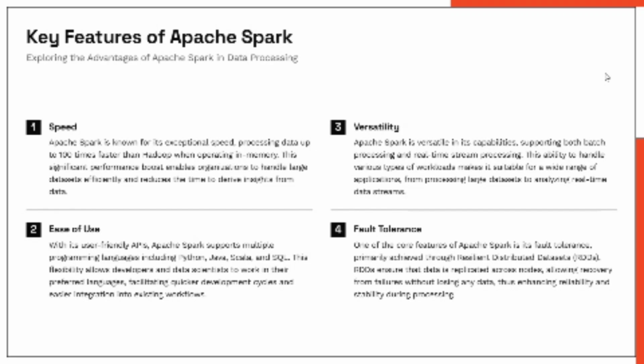And fourth is fault tolerance. Spark ensures that data processing tasks are resilient and can recover from failure. It uses a mechanism called Resilient Distributed Datasets (RDDs), which track the lineage of transformations, allowing it to recompute the lost data in the event of a failure. This fault tolerance ensures that the system can recover and continue processing without data loss.